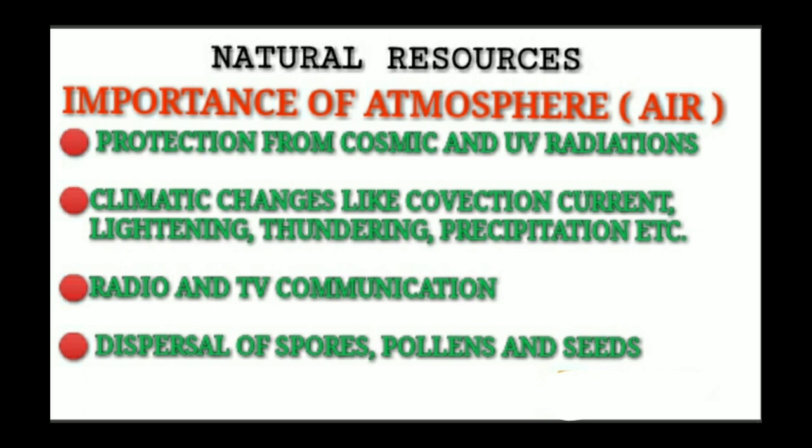The atmosphere also serves as a place for many climatic events. The climatic events that take place in the atmosphere, such as formation of clouds, lightning, thundering, precipitation, convection currents, etc., also control the Earth's temperature. So all is controlled by the atmosphere.